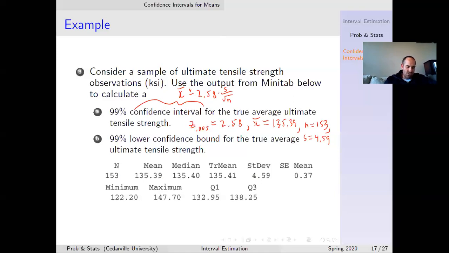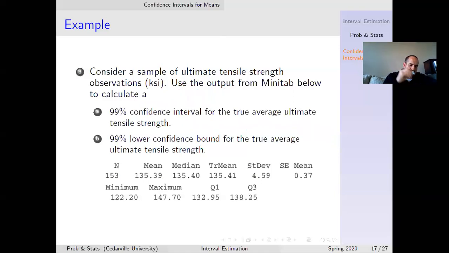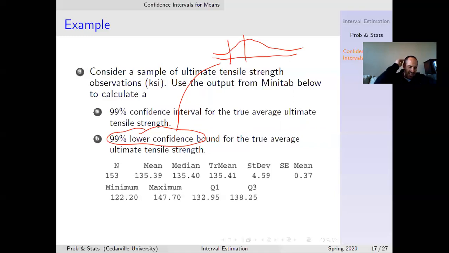99% lower confidence bound. So I want to bound the population mean from below for the true average ultimate tensile strength. Well, let's see here. Okay, what's up with this? Well, the situation is like this. Lower confidence bound, so 99%. That means I want 0.99 above, which means down here I want 0.01. This would be z sub 0.01, and this guy down here would be negative z sub 0.01, because up here you would have 0.01, and of course that's symmetrically the same down there on the negative end.